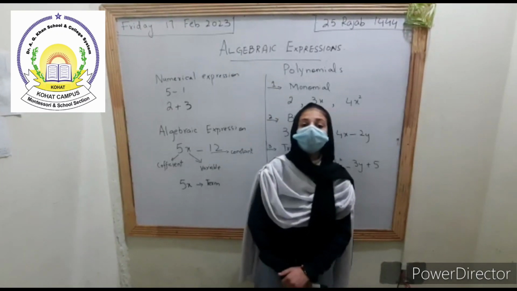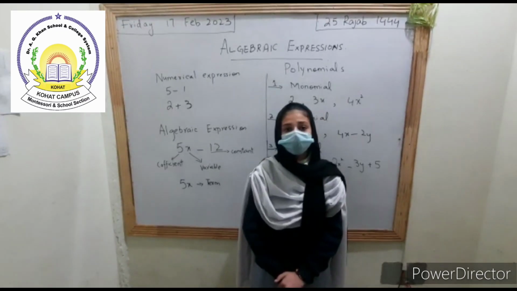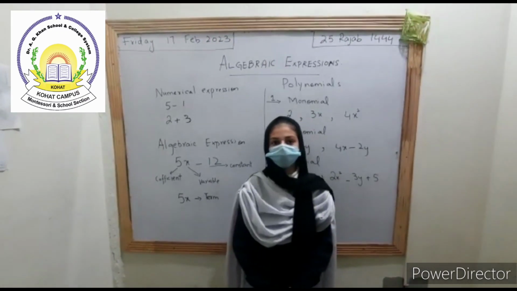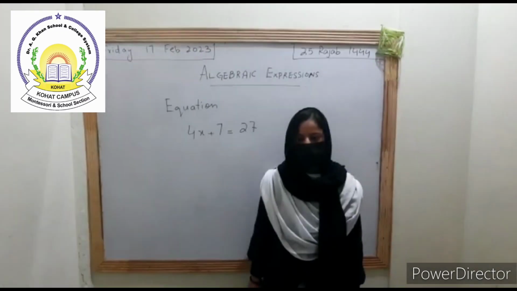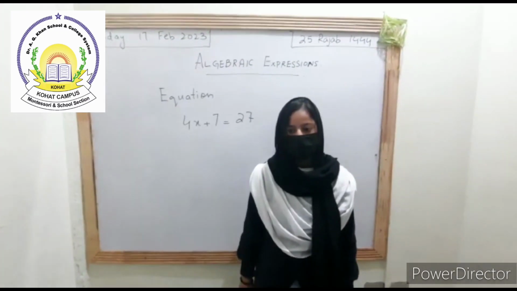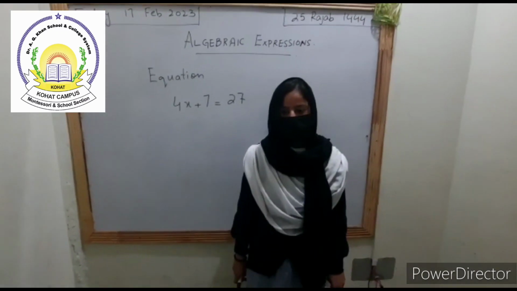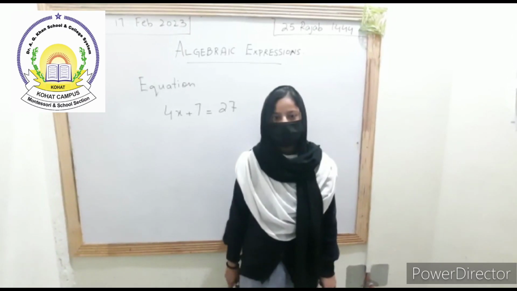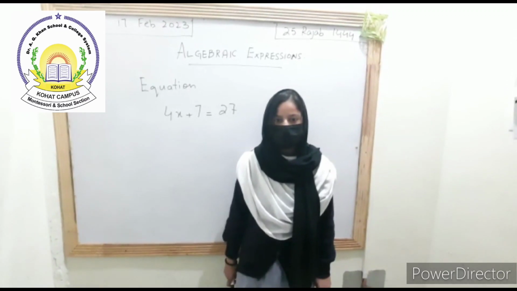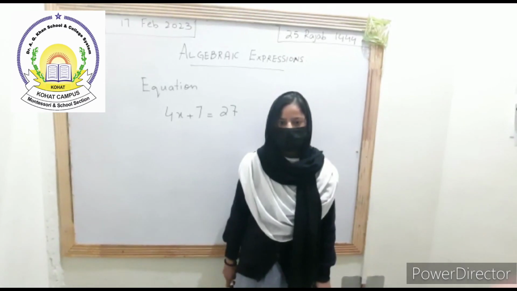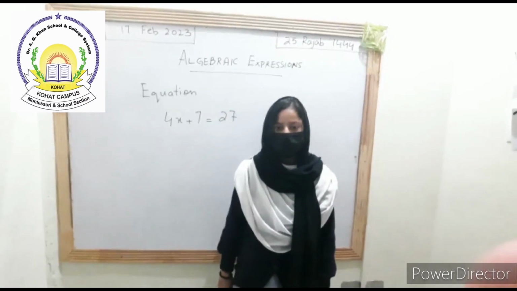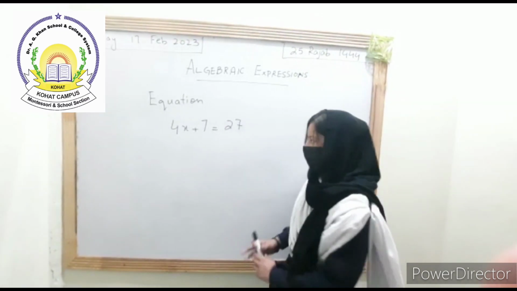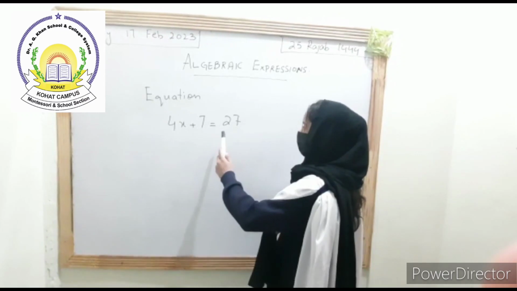Let's expand on the definition of an algebraic expression and explain how it is different from other types of algebraic expressions. The one thing that separates an algebraic expression from an algebraic equation is the equal sign. Let us be very clear that an algebraic expression does not have an equal sign, but the combination of an algebraic expression and an equal sign makes an algebraic equation. We can define it as algebraic expressions connected by a sign of equality make an algebraic equation. For example, 4x plus 7 is equal to 27.